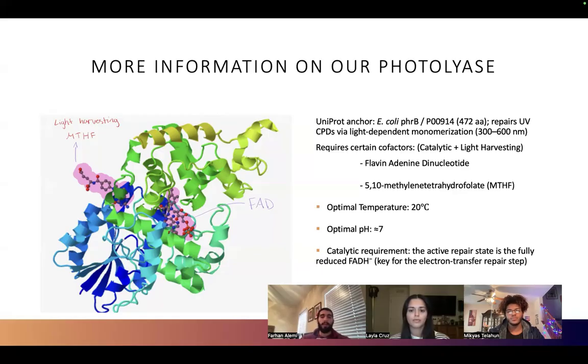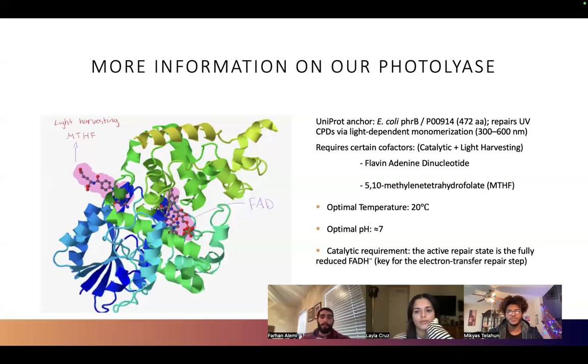So we looked at UniProt and it told us some of the information that we knew, such as that it repairs UV-induced CPD dimers via light-dependent monomerization. And it also showed us that it has a FAD cofactor with the antenna MTHF, which we knew previously thanks to Mikyas. And it's also part of the class 1 family.